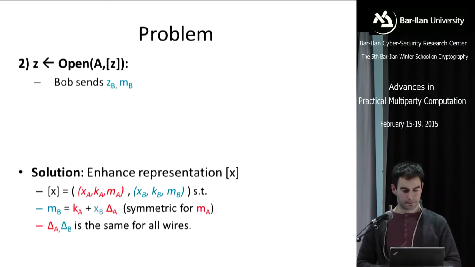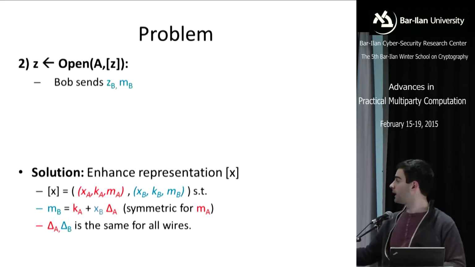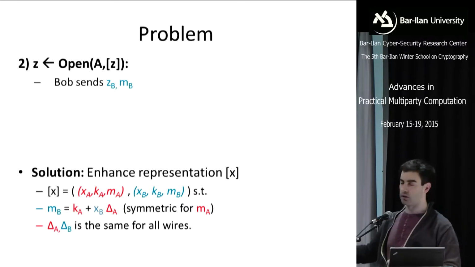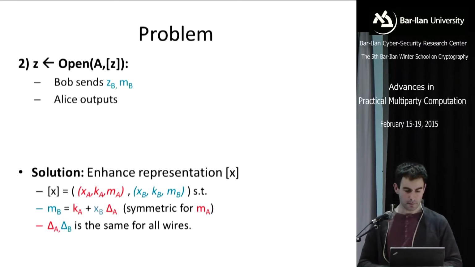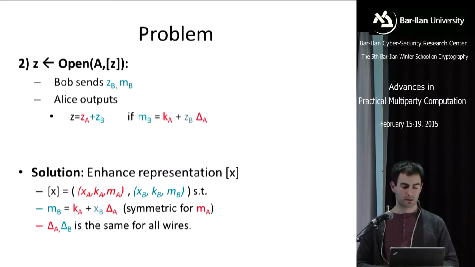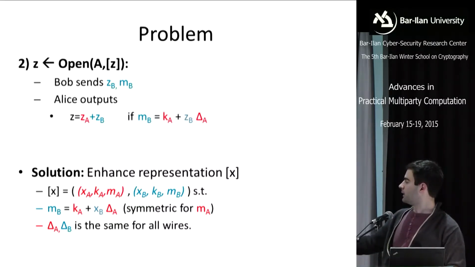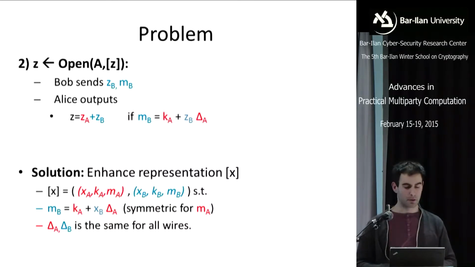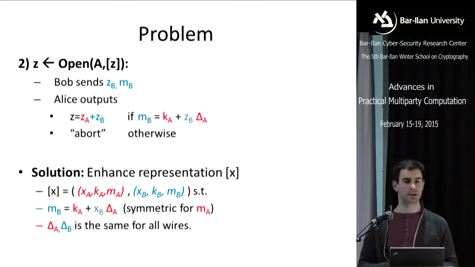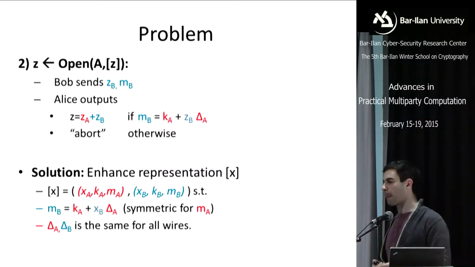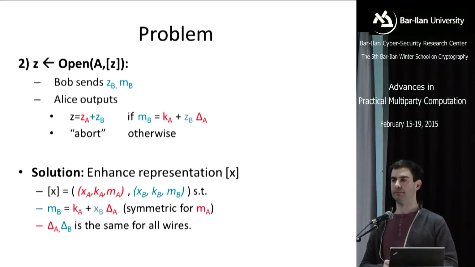So how do we open now? Bob, together with sending his value ZB, is also going to send the MAC, MB. And what does Alice output? She checks if the MAC is correct. If the MAC is correct, she outputs Z equal to ZA plus ZB. And if the MAC is incorrect, she aborts.